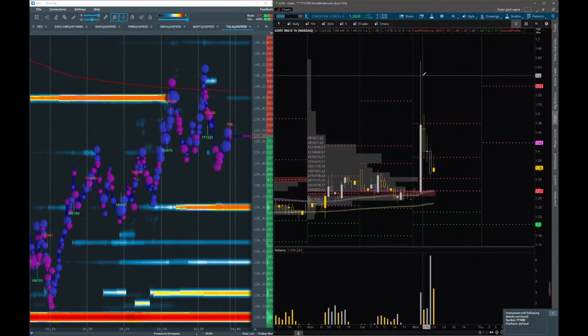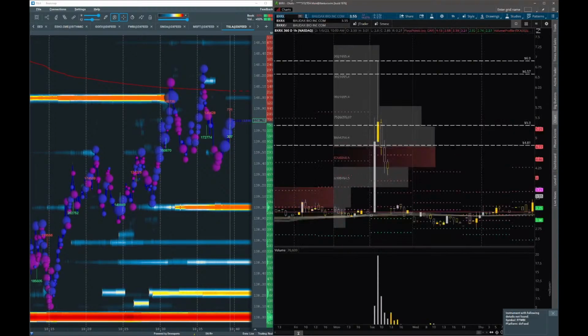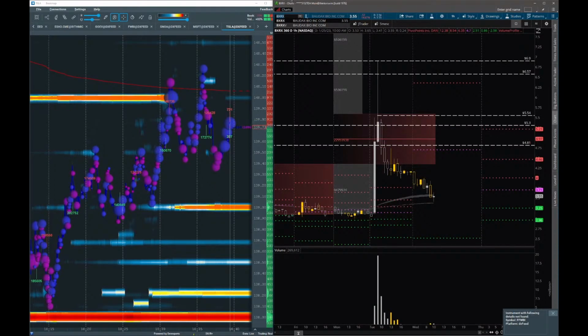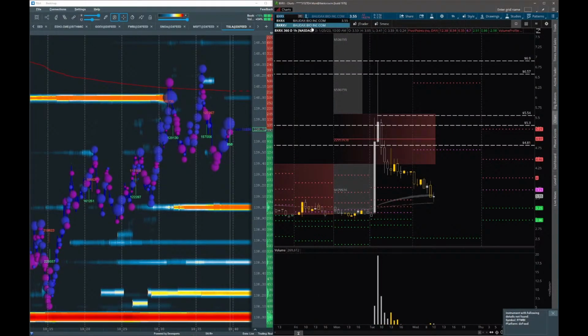On GOEV, we are short 160, now holding this support with this 130. BXRX, we're short from yesterday. The 620s over here, all the way down. Chart shared, everything explained in the room. So we're holding that.